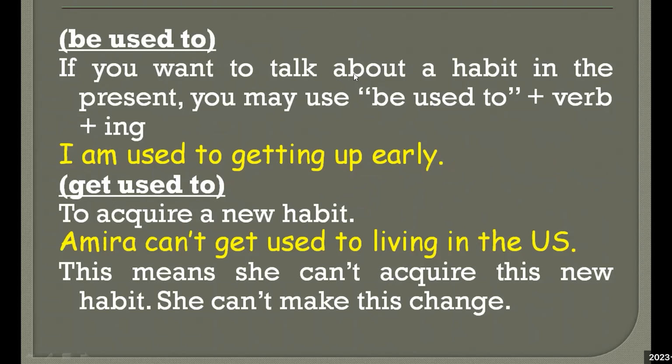Be used to. If you want to talk about a habit in the present, you may use be used to plus the verb plus ing, like this example. I am used to getting up early. Okay, we use verb to be here, am or is or are, plus used to, plus the verb, plus ing. And this is used to talk about a habit in the present, not a habit in the past. So it's different from everything we studied before. Before we talked about using used to talk about a habit in the past. And now we're talking about a habit in the present, not in the past.